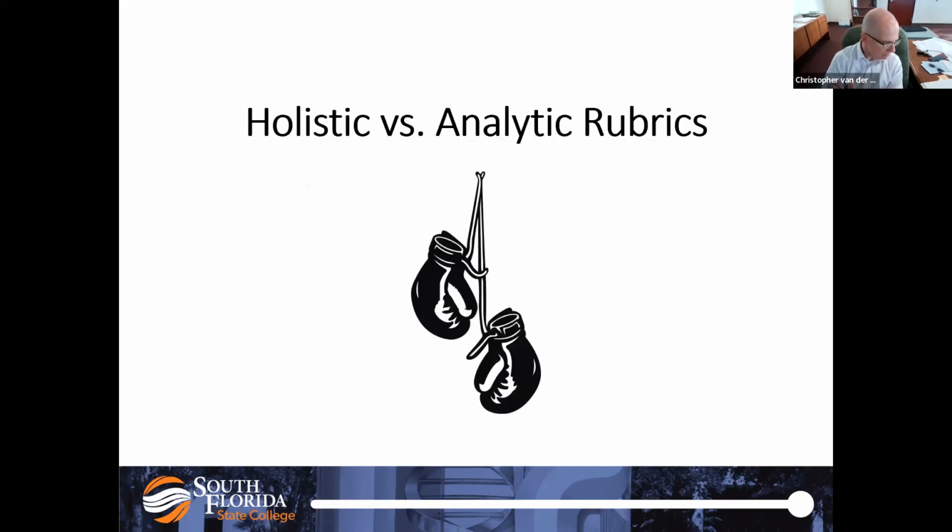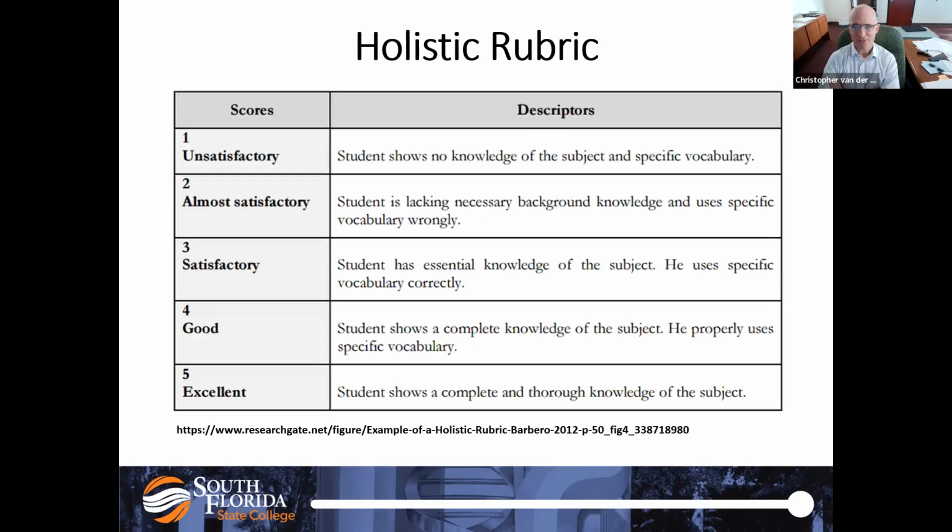I mentioned there are three types of rubrics: holistic, analytic, and single point. We're going to talk about holistic and analytic rubrics. There are differences between the two, and pros and cons, and I'm sure some of you may use both of them. This is an example of a holistic rubric, and it's the most general kind of rubric. You've got your performance scores here and a description. Usually there are going to be 3 to 5 performance scores. What do you think the main advantage of a holistic rubric is?